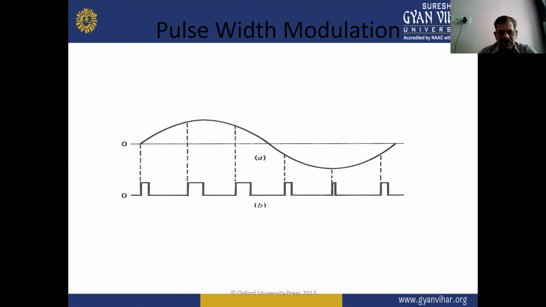So this figure shows pulse width modulation, in which the first signal is the analog or modulating signal. The second waveform shows the resultant pulse width modulated waveform, in which the width of the pulse is changed according to the modulating signal. So in pulse width modulation, the width of the pulse is changed.